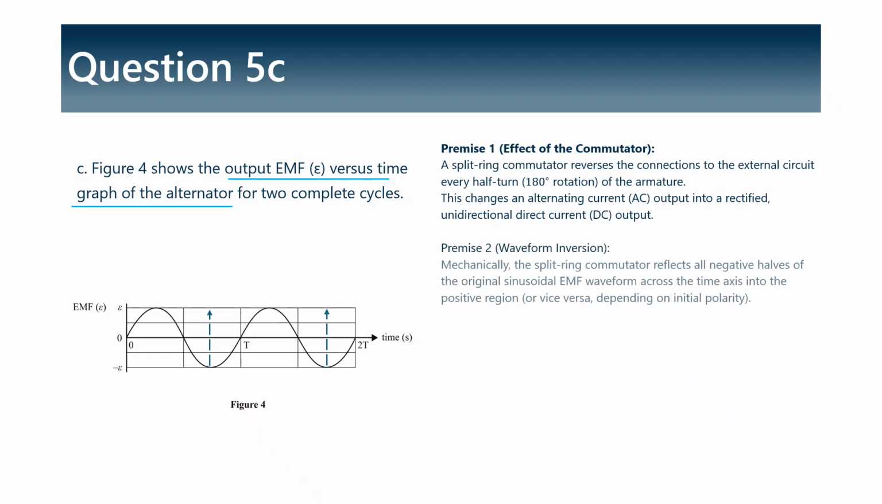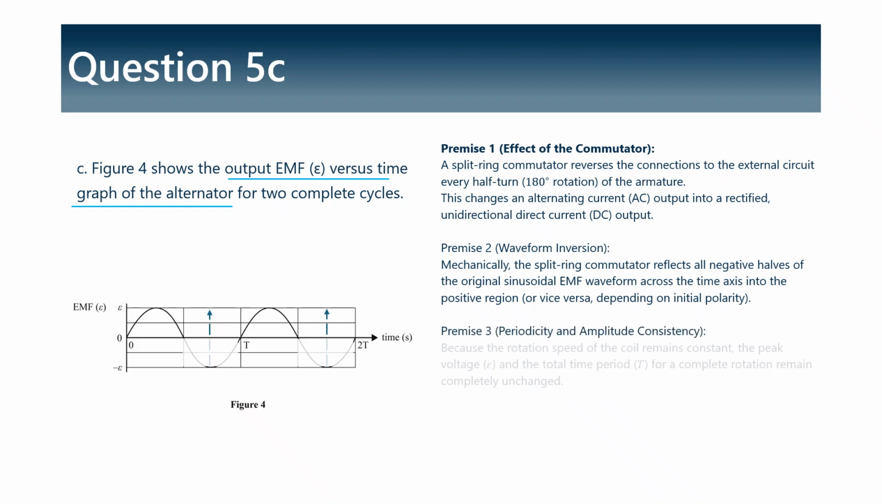Premise 2. Waveform inversion. Mechanically, the split ring commutator reflects all negative halves of the original sinusoidal EMF waveform across the time axis into the positive region, or vice versa, depending on initial polarity.